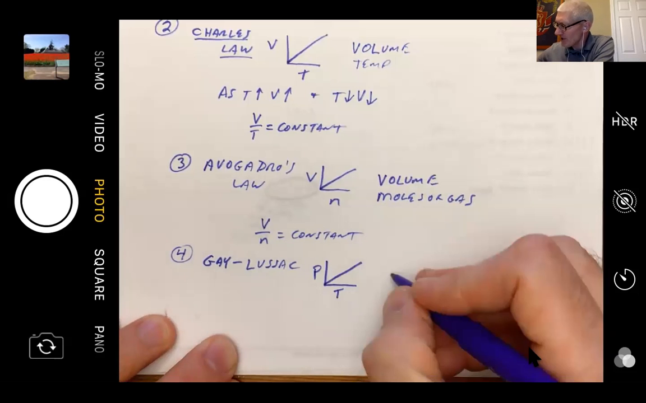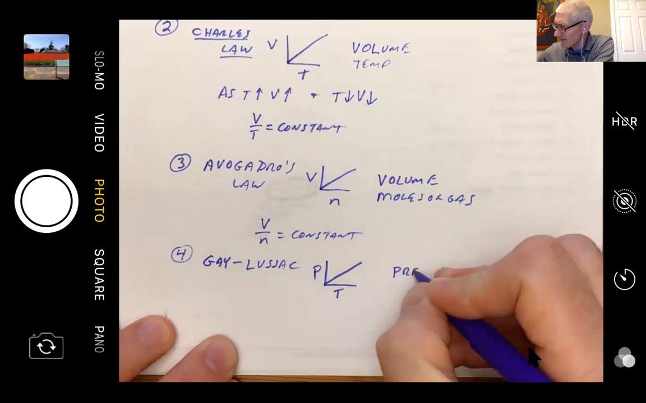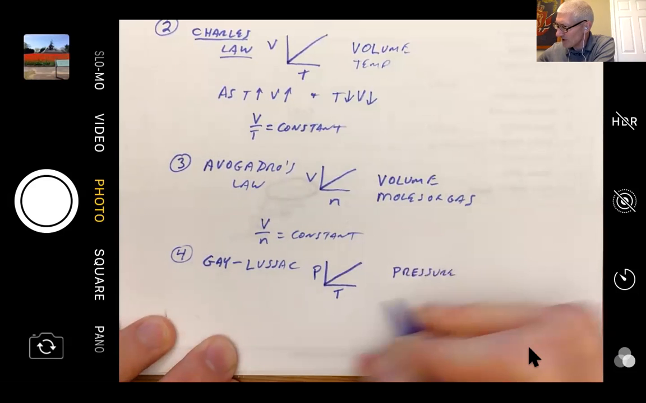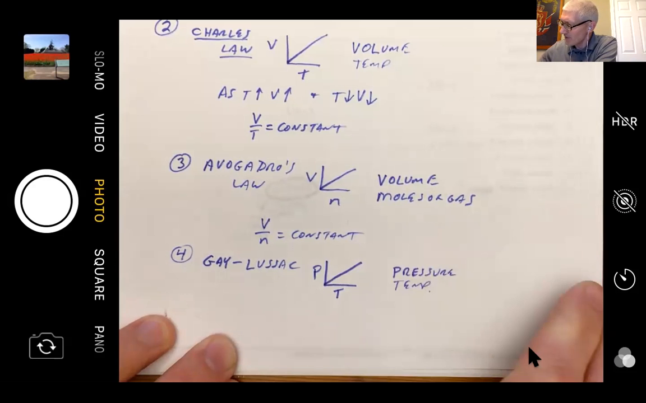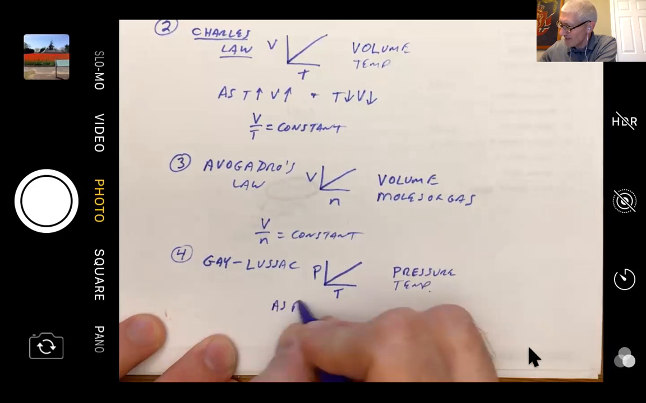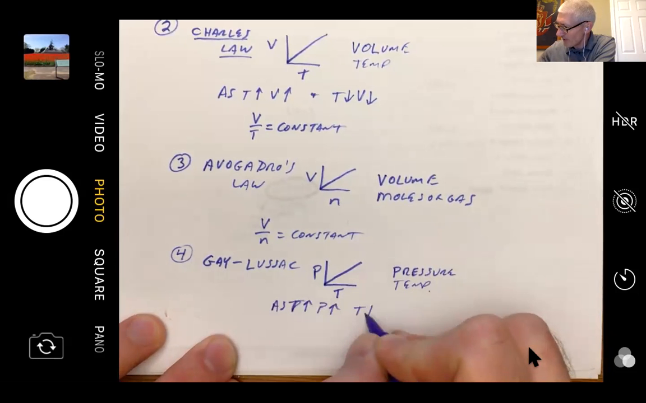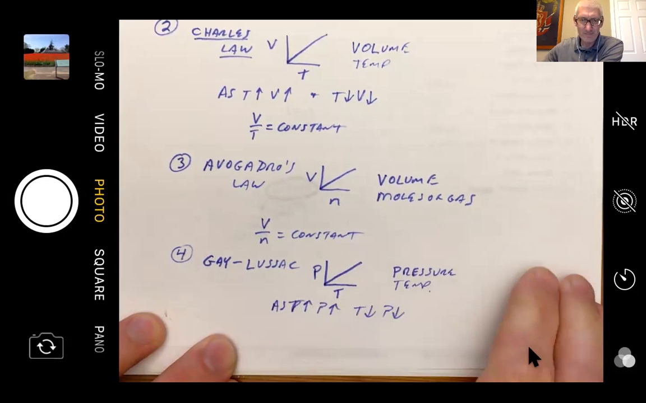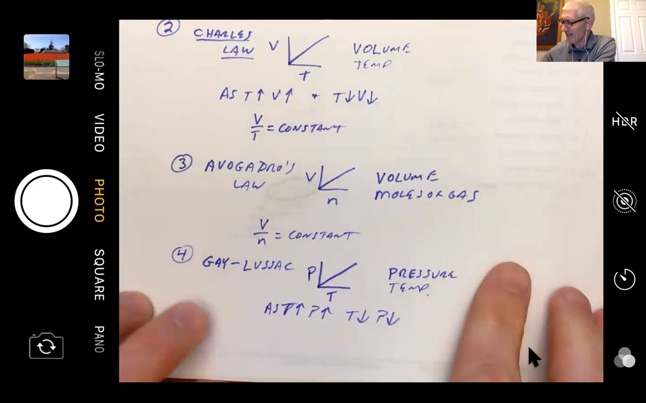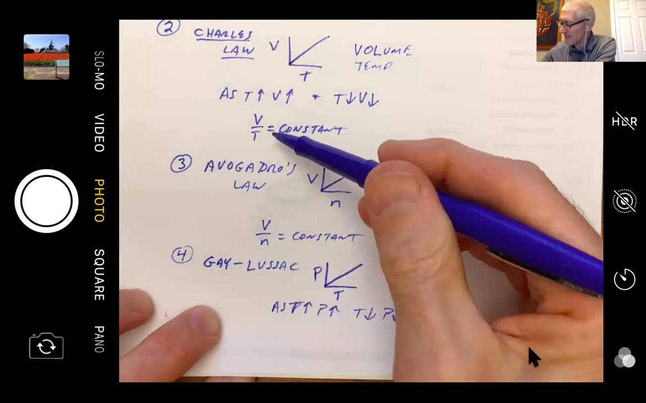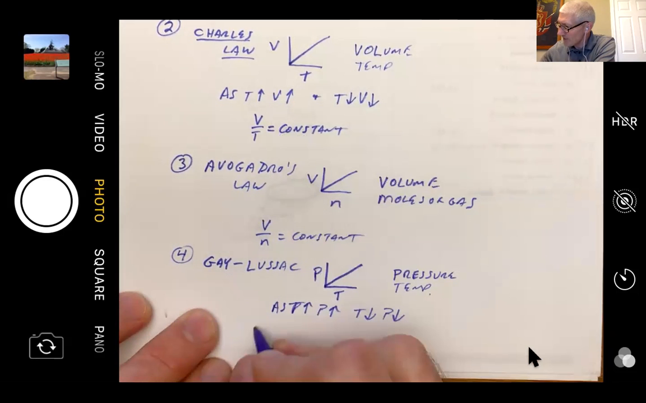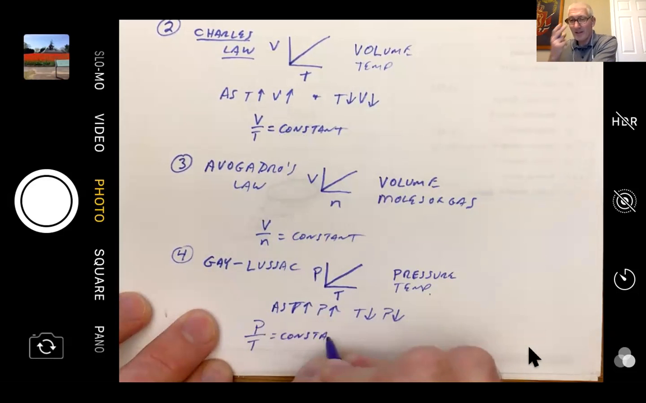And so the relationship that Gay-Lussac figured out was that there was this nice direct relationship between pressure and temperature of a gas. And so as the temperature goes up, the pressure goes up. And as the temperature goes down, the pressure goes down. And it looks exactly like these other relationships, except it's got the P over T. P over T is a constant, okay?